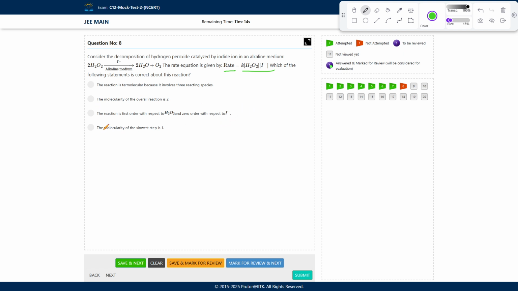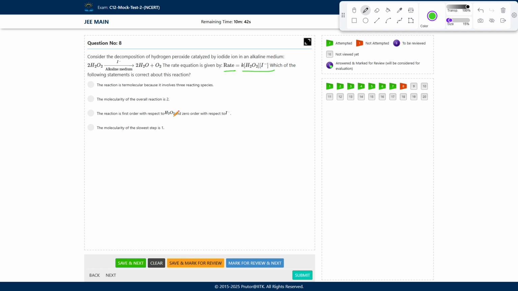Okay, last option is saying that molecularity of slowest step is 1. So here we have to consider the slowest step. The 2H2O2 molecule reacts with I negative, converting to 2 water molecules and oxygen. Basically this reaction happens in two steps. The first step is the slowest one, which is also the rate determining step, in which the hydrogen peroxide molecule is going to react with the catalyst in the alkaline medium, which is I negative.